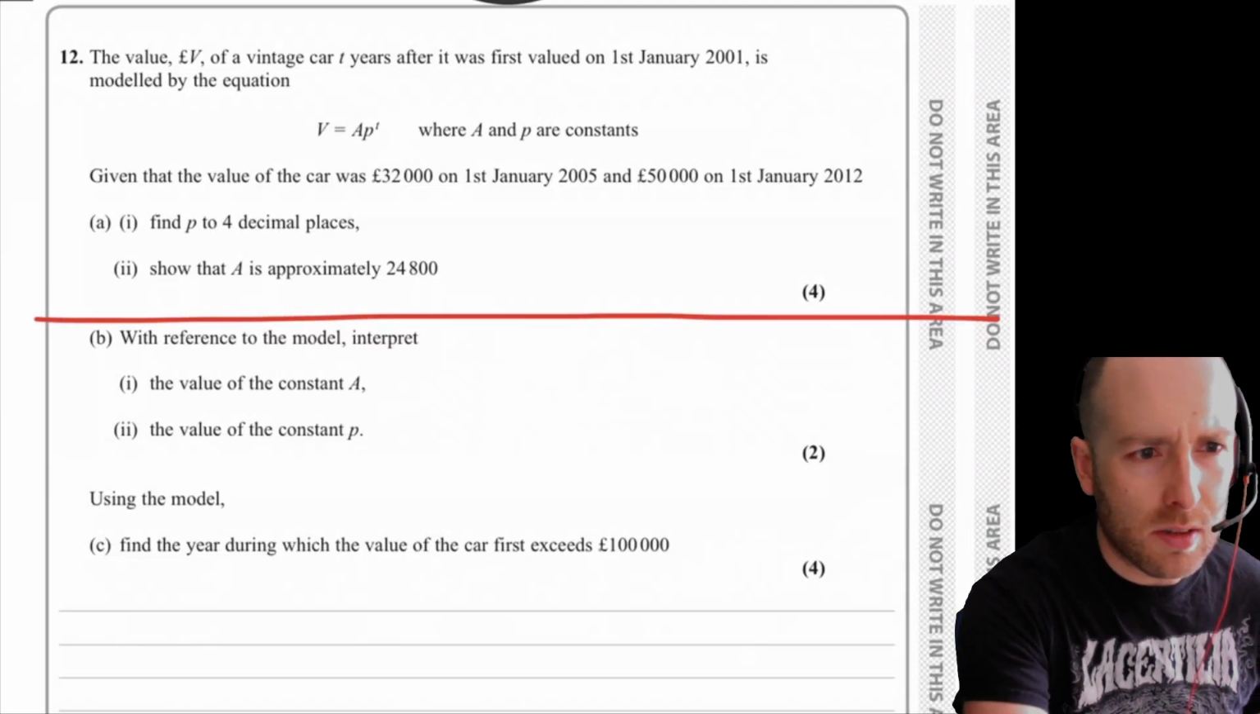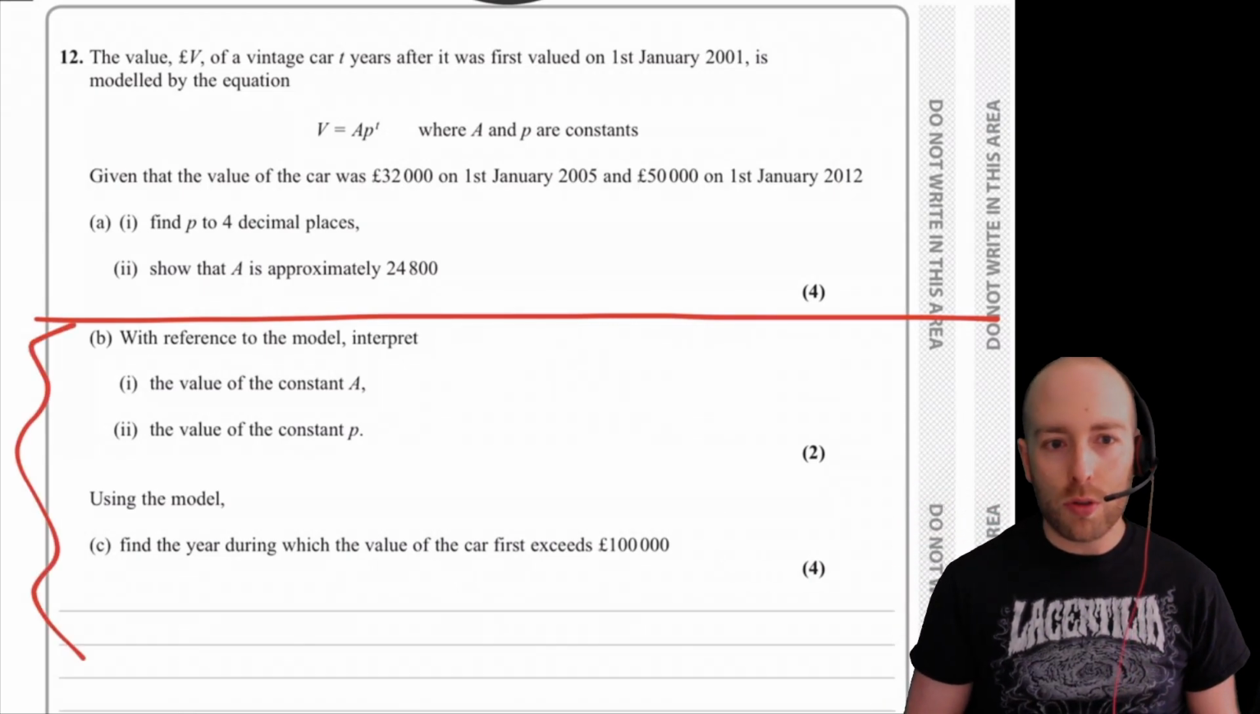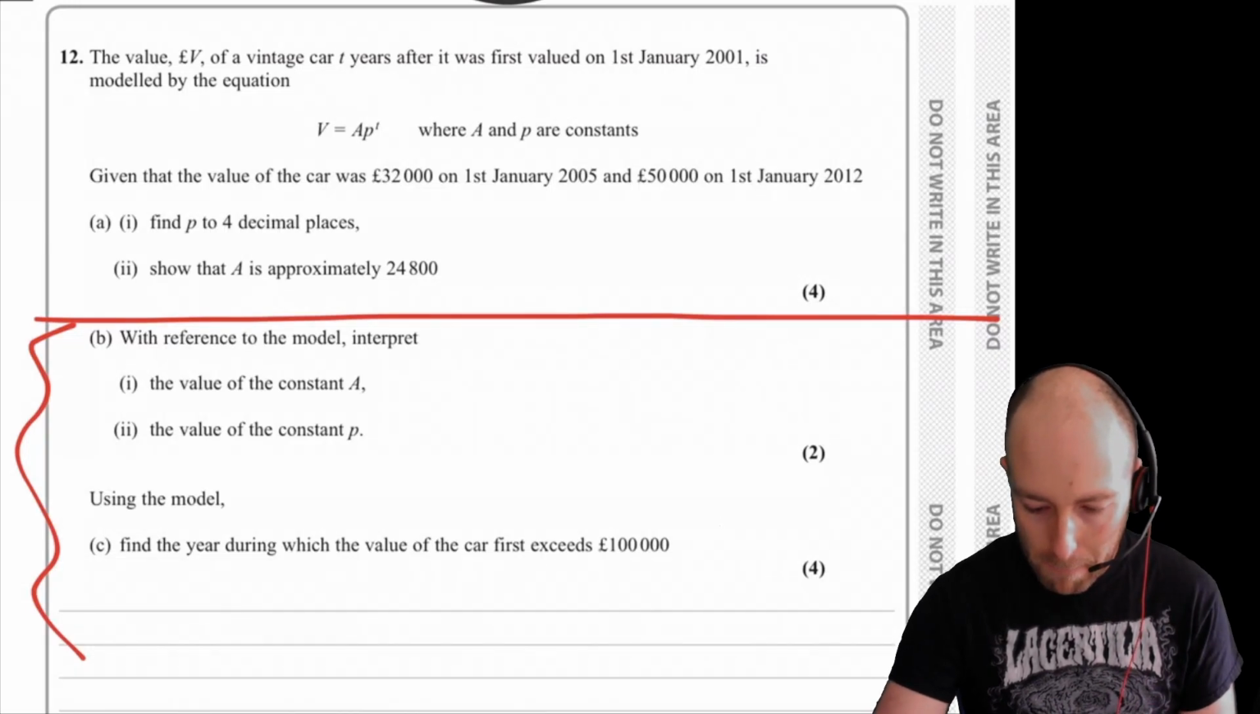So a quick starter just to wake yourselves up. Could you guys do those two? So 6 marks, 6 minutes even, starting from now.